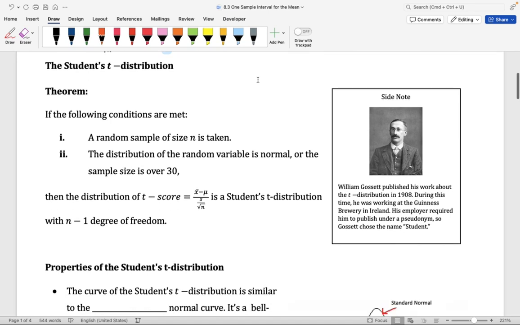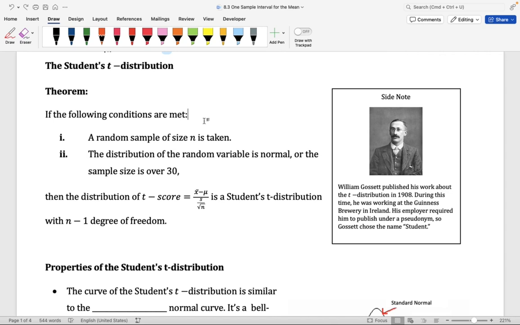We have a theorem here. If the following conditions are met, if you have a random sample of size n, the distribution of the random variable is normal, or the sample size is over 30, then the distribution of t-scores, which are calculated using x bar minus mu divided by s over the square root of n, is going to follow the t-distribution with n minus 1 degrees of freedom.